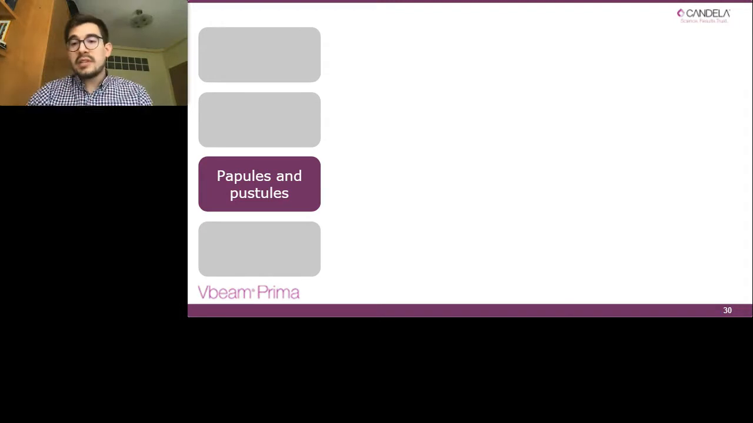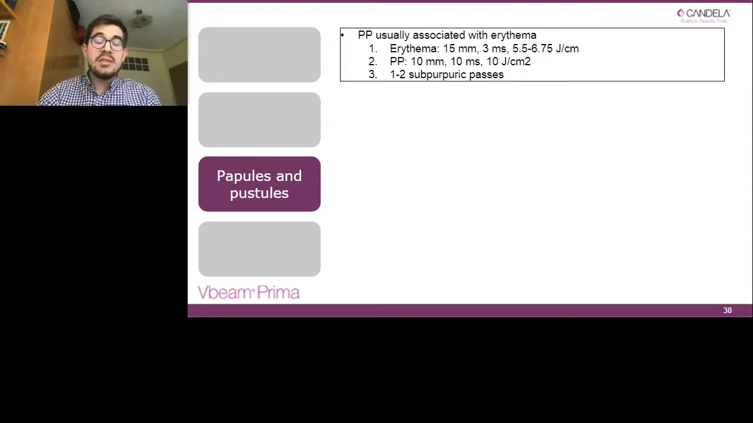When papulopustular rosacea is concerned, usually you find papulopustular rosacea surrounded by erythema. It's very rare to find just a few papules or pustules without any erythema around them. So I first treat the erythema with the parameters I told before, and then I make a second pass over the papules and pustules with the 10-10-10 parameters: 10 millimeters, 10 milliseconds, and 10 joules per square centimeter, not creating purpura and enhancing the anti-inflammatory effect of the PDL.